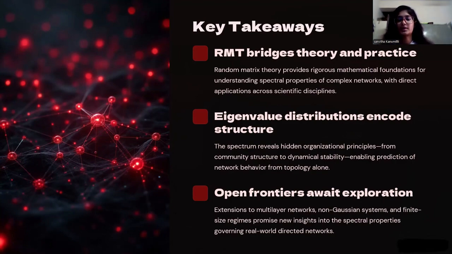The spectrum reveals hidden organizational principles, from community structure to dynamical stability, enabling prediction of network behavior from topology alone. And the third one is open frontiers await exploration. Extension to multi-layer networks, non-Gaussian systems, and finite size regimes promise new insights into the spectral properties governing real-world directed networks. So these are the three key takeaways of random matrix theory. The first one is RMT bridges theory and practice, the second one is eigenvalue distribution and code structure, and the third one is open frontiers await exploration.